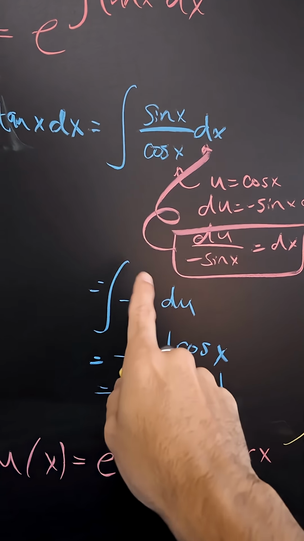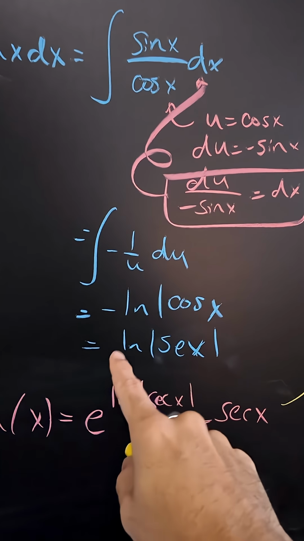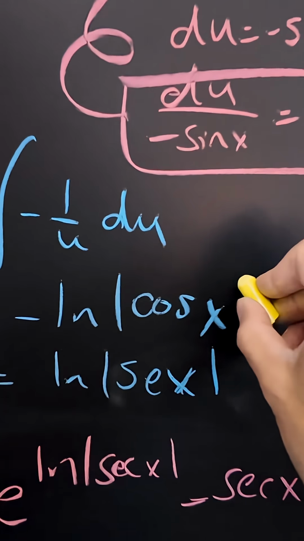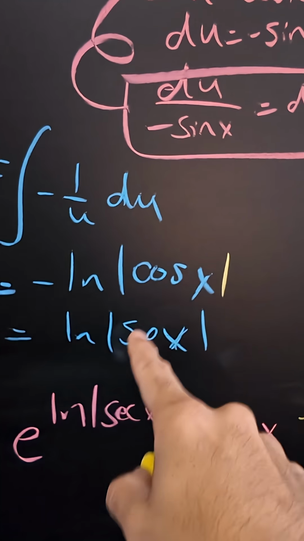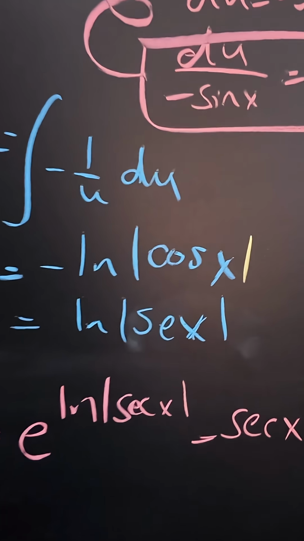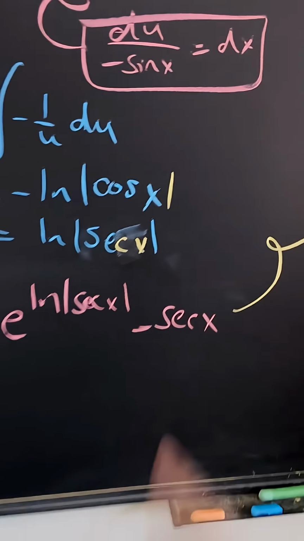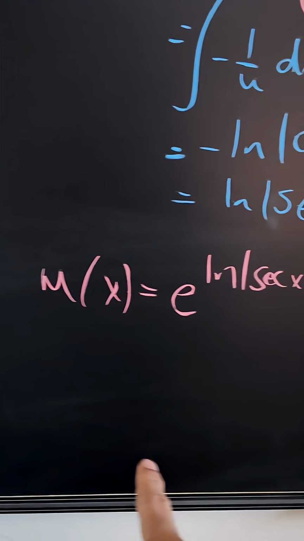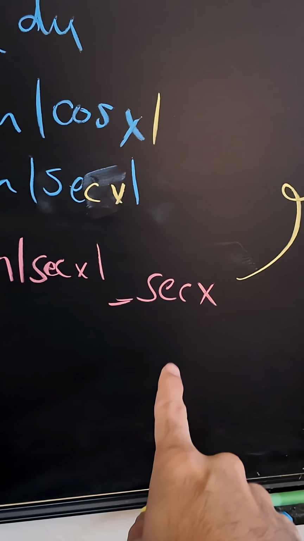This gives me an integral of negative 1 over u du, which integrates to negative natural log of cosine x. That should have an absolute value right there. But what I like to do is bring this over, so this is cosine to the negative 1, in other words, 1 over cosine, and that's going to be secant. So now my integrating factor is e to the natural log of secant x. Well, e to the natural log just cancels out, so we really just have secant.